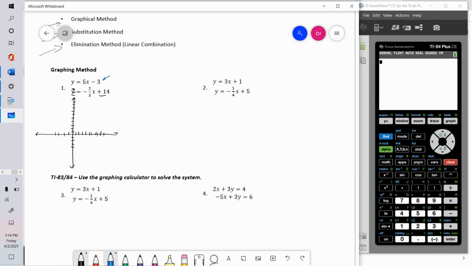So let's make this first equation blue. We're going to have a y-intercept of negative 3. We're going to go up 5, 1, 2, 3, 4, 5, and over 1. And now we have that blue line. We'll make the second equation green. So we're going to have a y-intercept of 14 way up here where I said. Now we're going to go down 2 and over 3, and down 2 over 3. And this is precise.